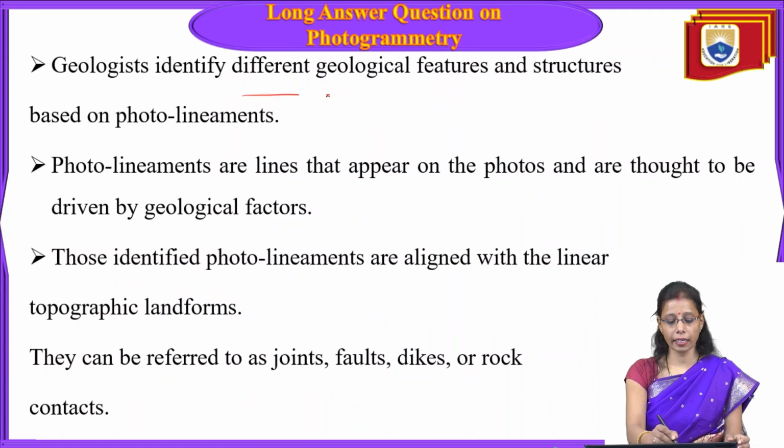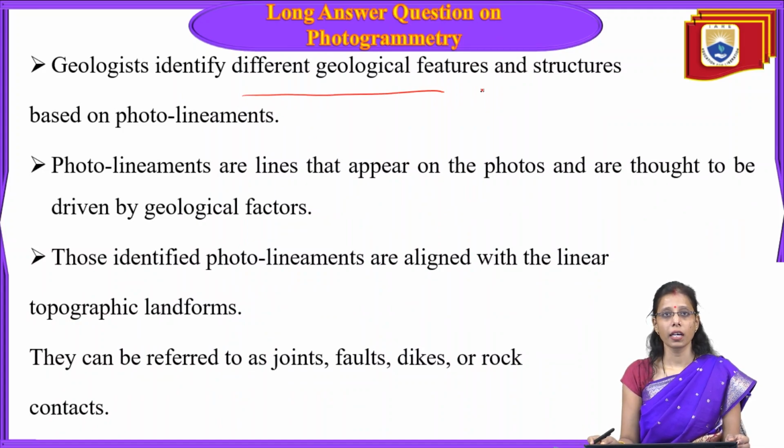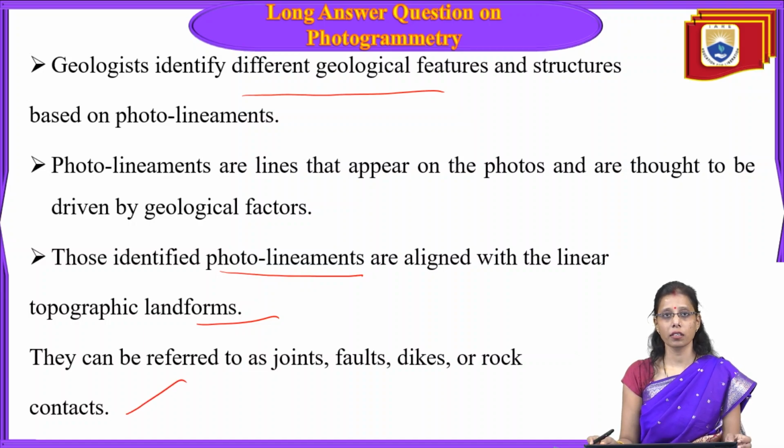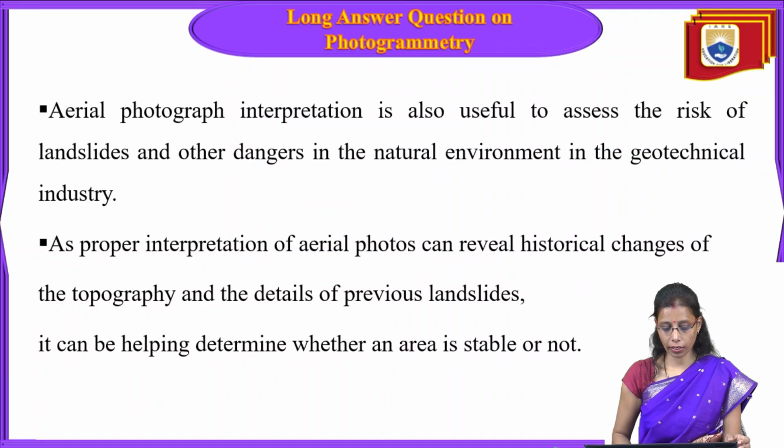Now geologists identify different geological features and structures based on lineaments, and photolineaments are lines that appear on the photos and are thought to be driven by geological factors. Those identified photolineaments are aligned with linear topographical landforms, and they can be referred to as joints, faults, dikes, rocks, and contacts. So this is how we can identify them, and this is how it impacts.